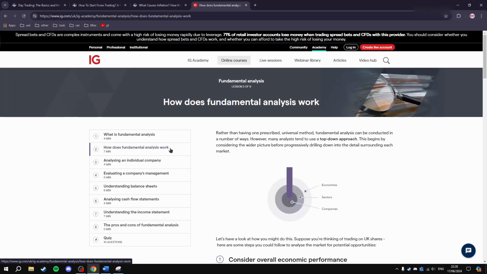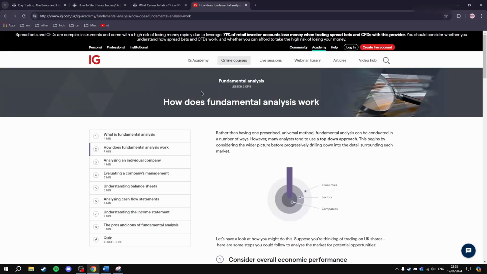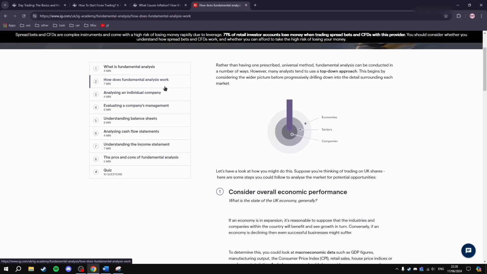So how does fundamental analysis work? Rather than having one prescribed universal method, fundamental analysis can be conducted in a number of ways. However, many analysts tend to use a top-down approach. This begins by considering the wider picture before progressively drilling down into the details surrounding each market.